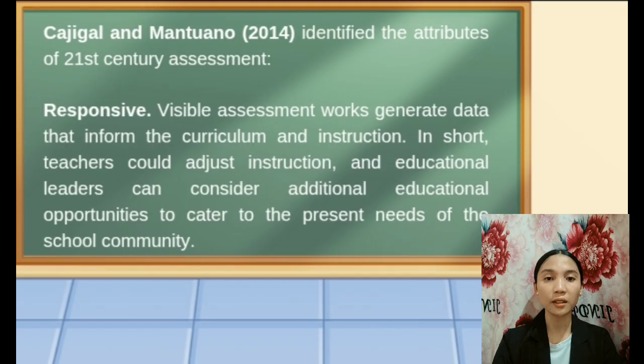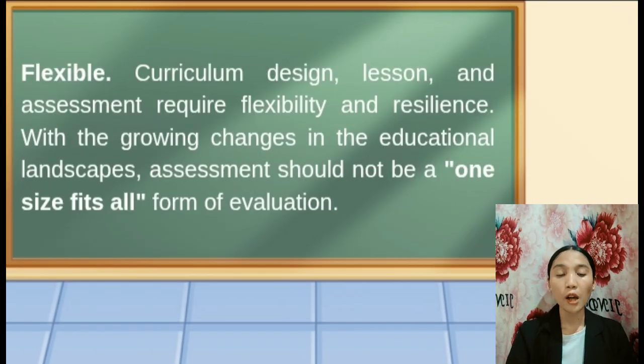So next you have flexible. Curriculum design, lesson, and assessment require flexibility and resilience.